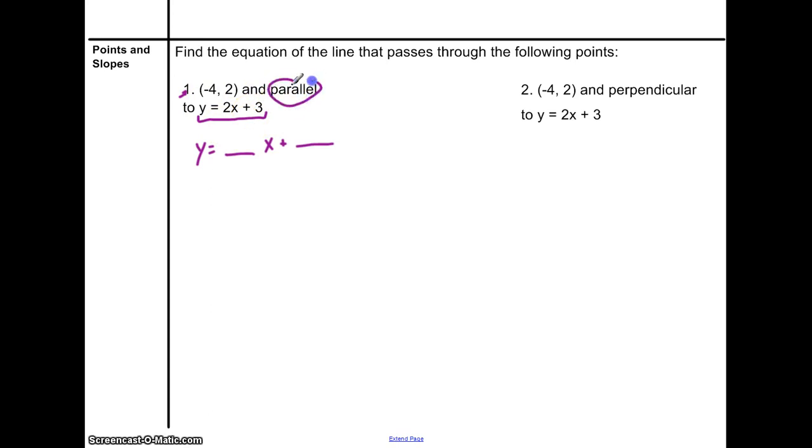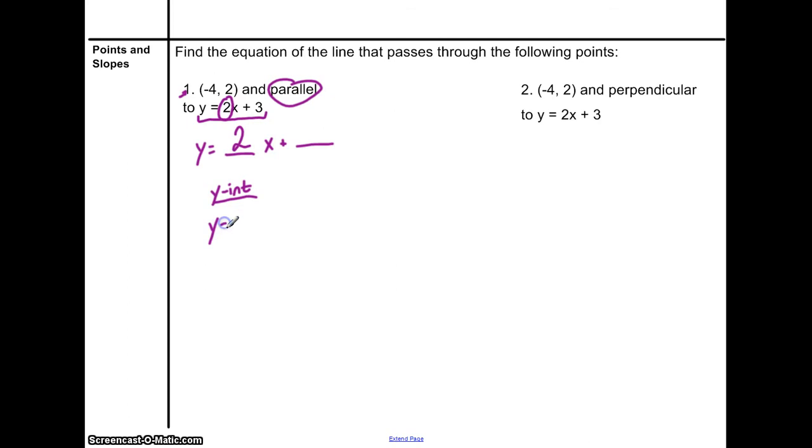In fact, you already know the slope just by looking at the question. Remember that parallel lines have the same slope. So we'll take the same exact slope that this line has, and that will be the slope of our new line. So the slope of our new line is 2. But we don't know the y-intercept, so we need to find the y-intercept using the method we've learned in previous videos.